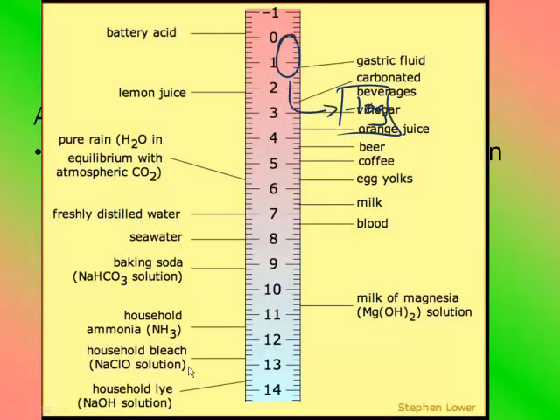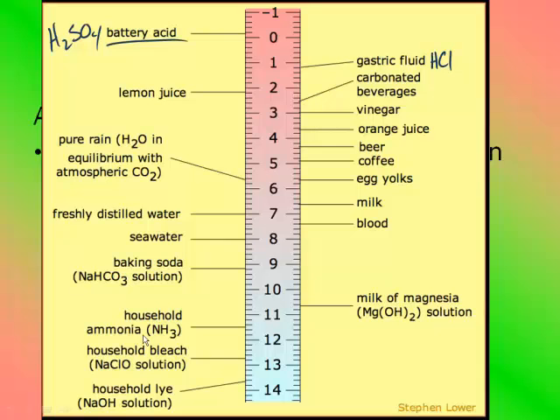You don't have to copy this chart down, but this chart gives you an idea of some everyday substances and where they fall on the pH scale. You can see here battery acid, which happens to be sulfuric acid, extremely concentrated, about 12 molar usually, falls at a pH that's less than 0, so it actually has a negative pH. Gastric fluid, meaning stomach acid, is HCl. That's about 1. Lemon juice, which is citric acid, is just above a 2. Carbonated beverages like soda are 2.5.